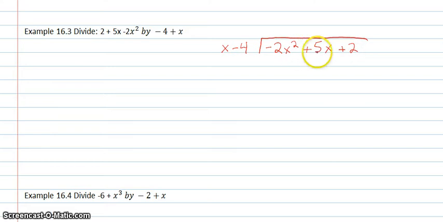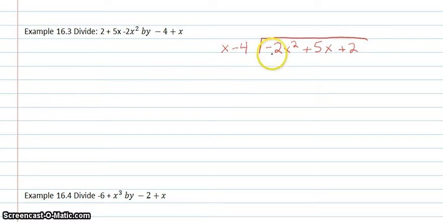Now, if there would have been an x cubed and the x squared was missing, I would have had to put in a placeholder, but this doesn't need a placeholder. And you notice how they have descending order of exponents for the x's. Very important to have those in order.